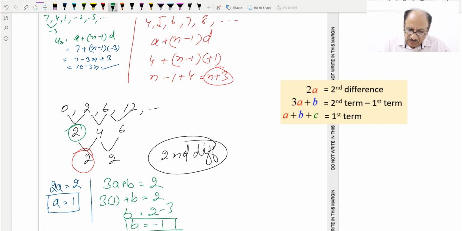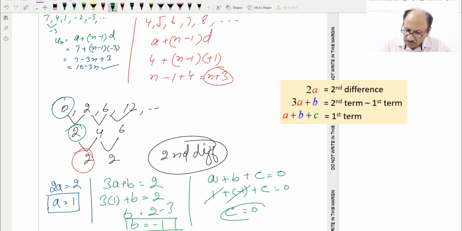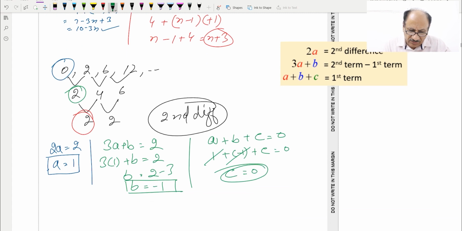We got this. And then the c value, how are we finding it? We write the first term, which in this case is 0. So we write a plus b plus c is equal to 0. Now the a value is 1, so we write 1, and the b value is minus 1, we replace it, and c is equal to 0. So these two will cancel, so c is equal to 0 in this case. Now we can write the a, b, and c values in the general quadratic equation.